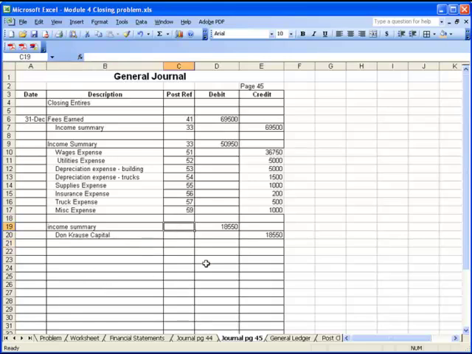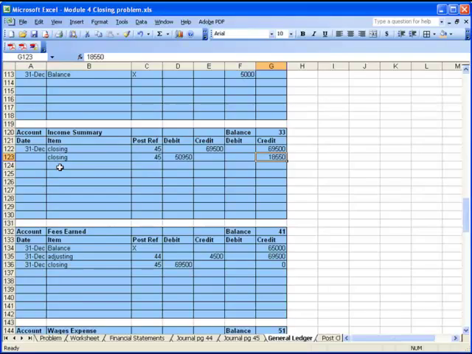Now, if I go on and post this information, I'm going to debit income summary for $18,550. And so here I am, closing entry again from page 45. I'm going to debit this time $18,550, and our income summary account is back to 0. Just after 3 journal entries, we're done with the income summary account. It goes away till next time we need it in the closing process. So it's a short-lived account. It's also a temporary account.